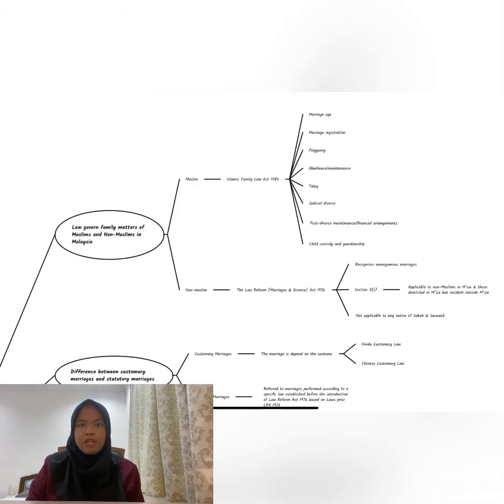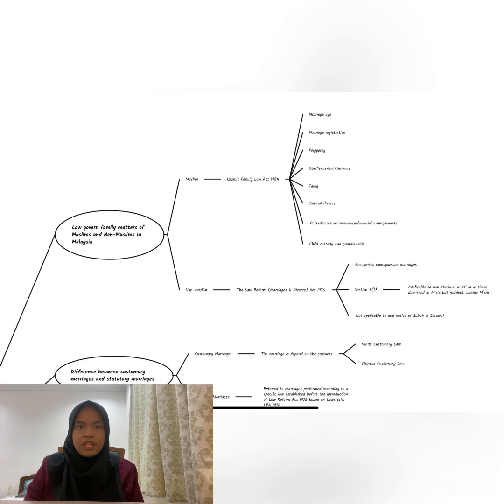The first main point that I want to explain is about the law that governs family matters of Muslim and non-Muslim in Malaysia. For Muslim, the law that governs matters related to Muslim family is Islamic Family Law Act 1984. This act provided matters related to marriage age, marriage registration, polygamy, obedience or maintenance, talak, judicial divorce, post-divorce maintenance or financial agreements, and child custody and guardianship.